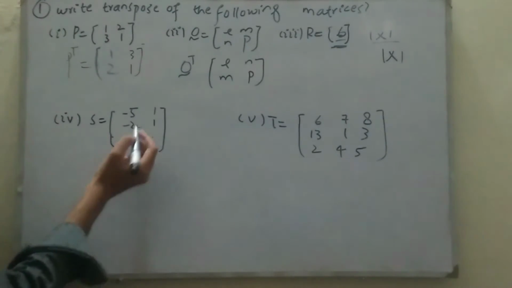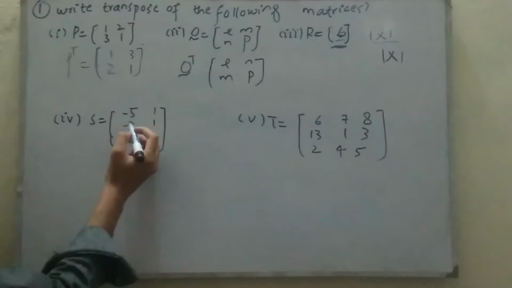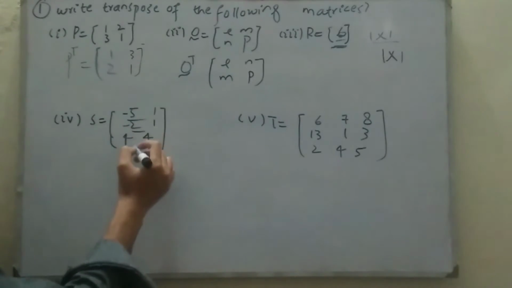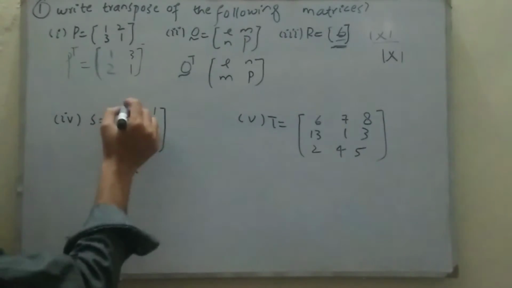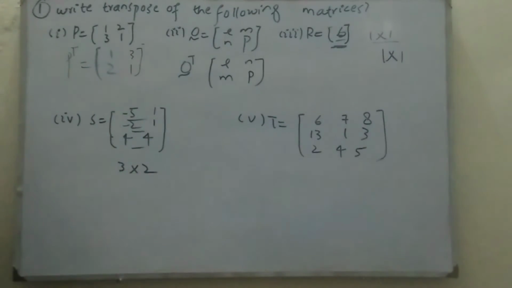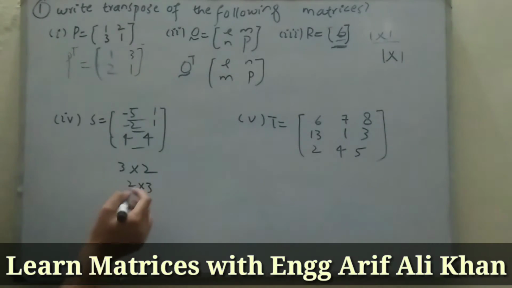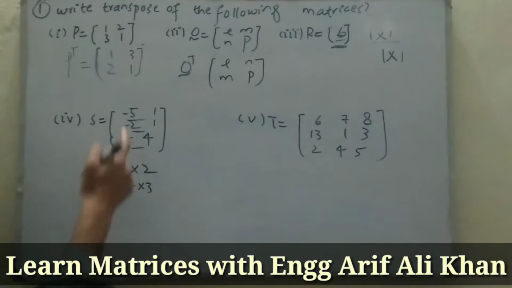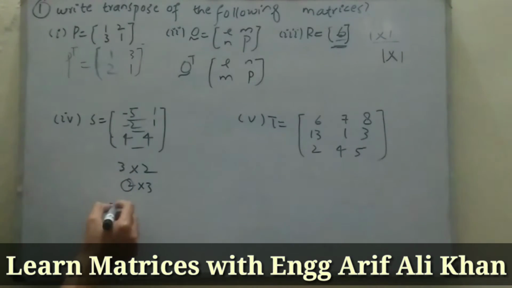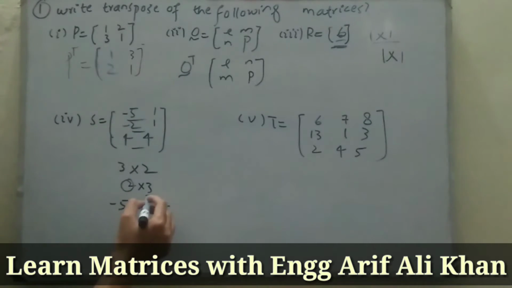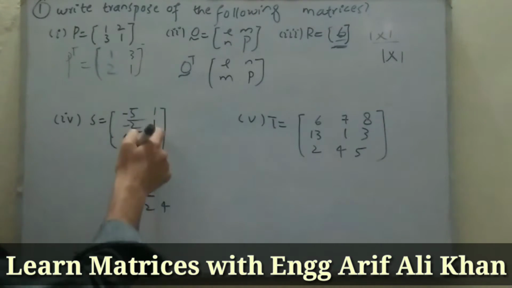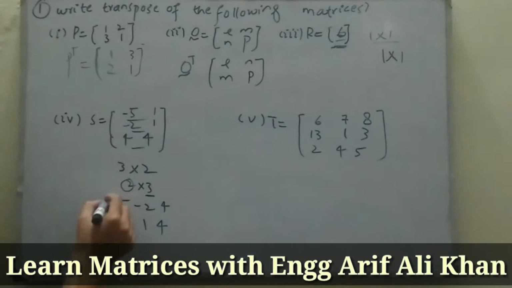Here the order of the matrix is: there are 3 rows and 2 columns. So in transpose, this order will be changed. It becomes 2 cross 3. So it means in this matrix there will be 2 rows, just like -5, -2, and 4, and 3 columns. So 1, 1 and 4, 1, 1 and 4. So this is the transpose.